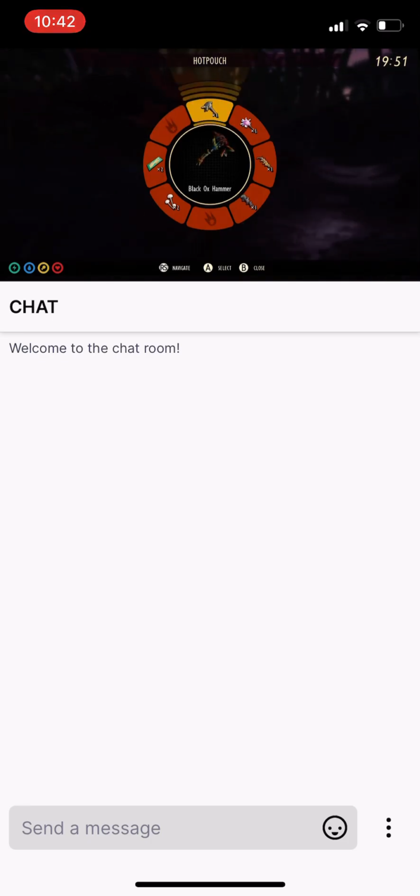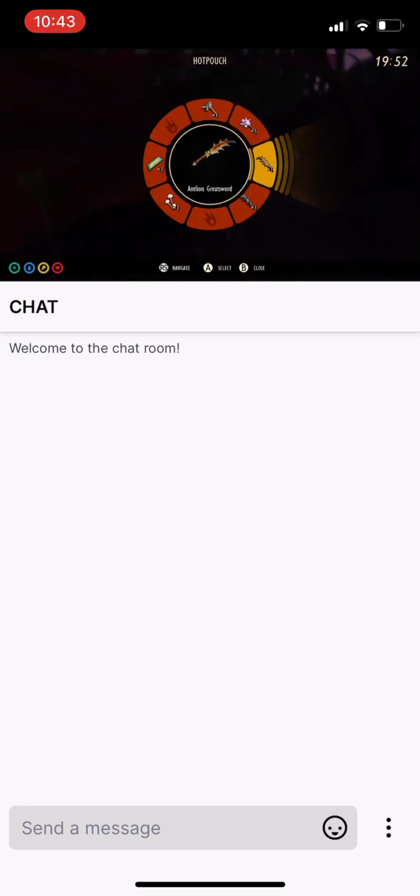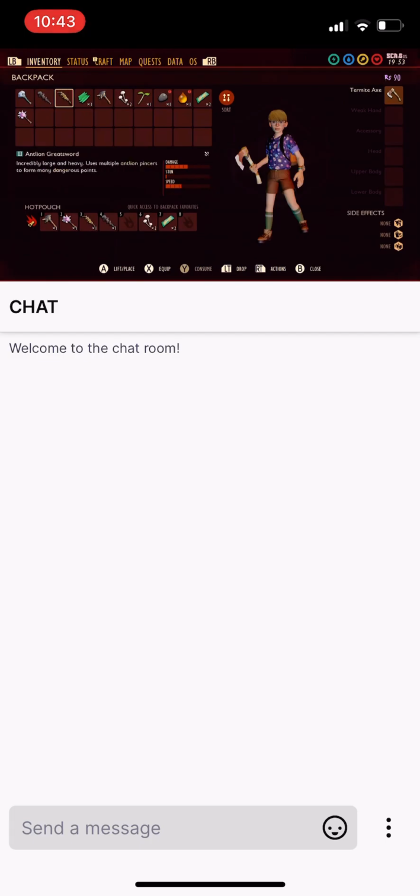Alright, now we gotta go and see what's weakening the laser. But one problem is, there are probably gonna be some enemies over here, so we can get one of our weapons out.